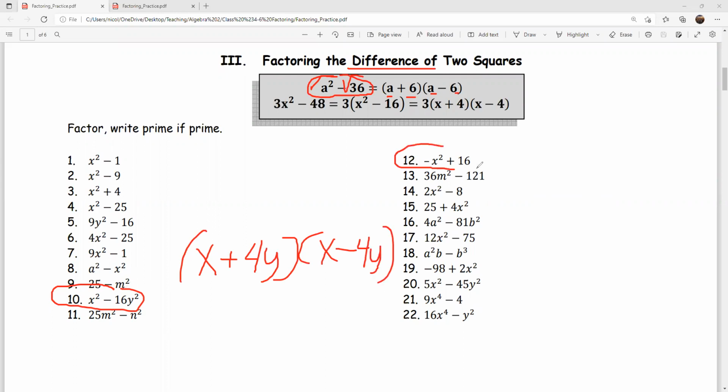For number 12, and sometimes, if you see a plus like here, number 3, this is prime, meaning it cannot be factored. That's the sum of two squares. You cannot factor the sum of two squares.